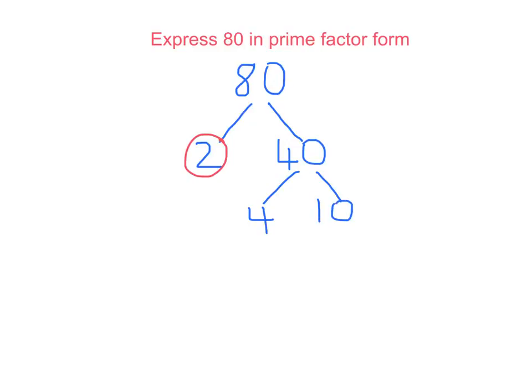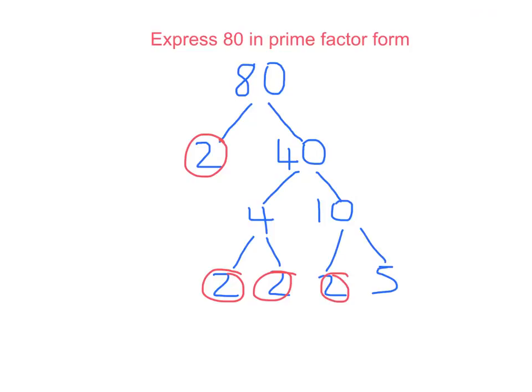Okay, neither of those are prime numbers still. 2 times 2 is 4. And we've hit some prime numbers here. We've got 2 times 5 is 10. And here we go. They're all prime numbers.